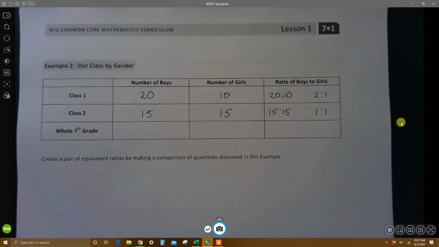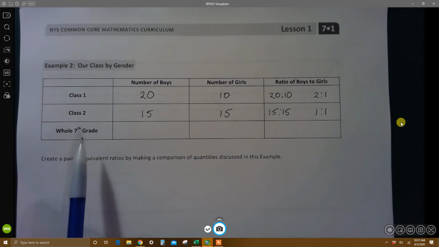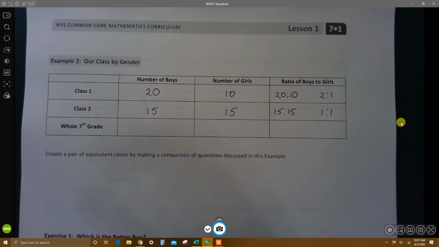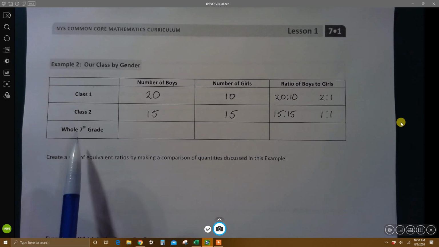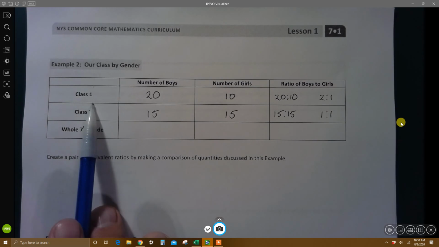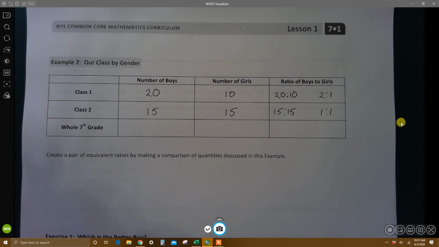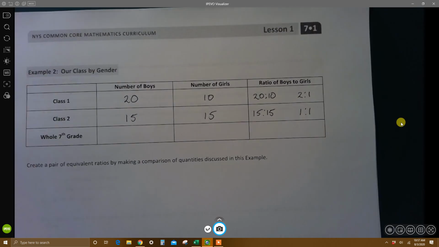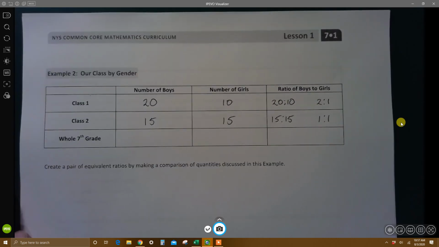Oh, wait a minute. I got another line here. The whole of the 7th grade. Well, I've only got 2 classes, so that's what I'm going to work with. So when it's talking about the whole of 7th grade, we got 2 classes. So would I add these, divide these, subtract these, multiply these, or would I just create a whole brand new set of numbers just for the heck of it? You're right. I would add these, okay?